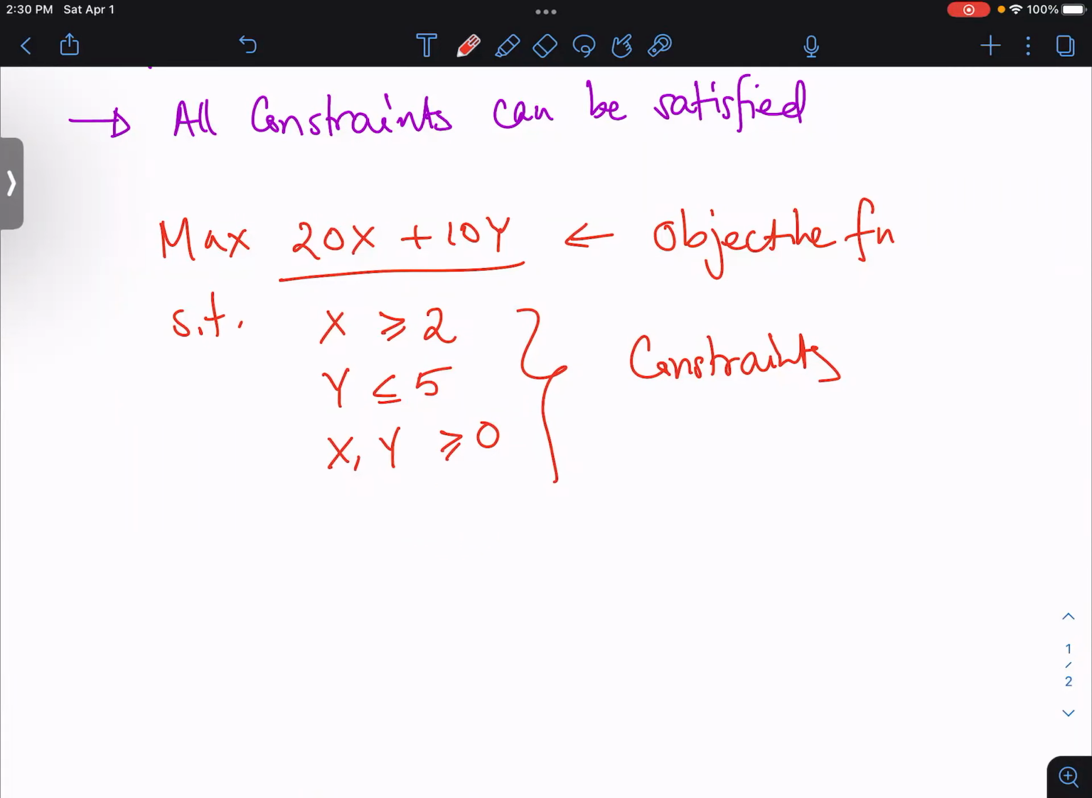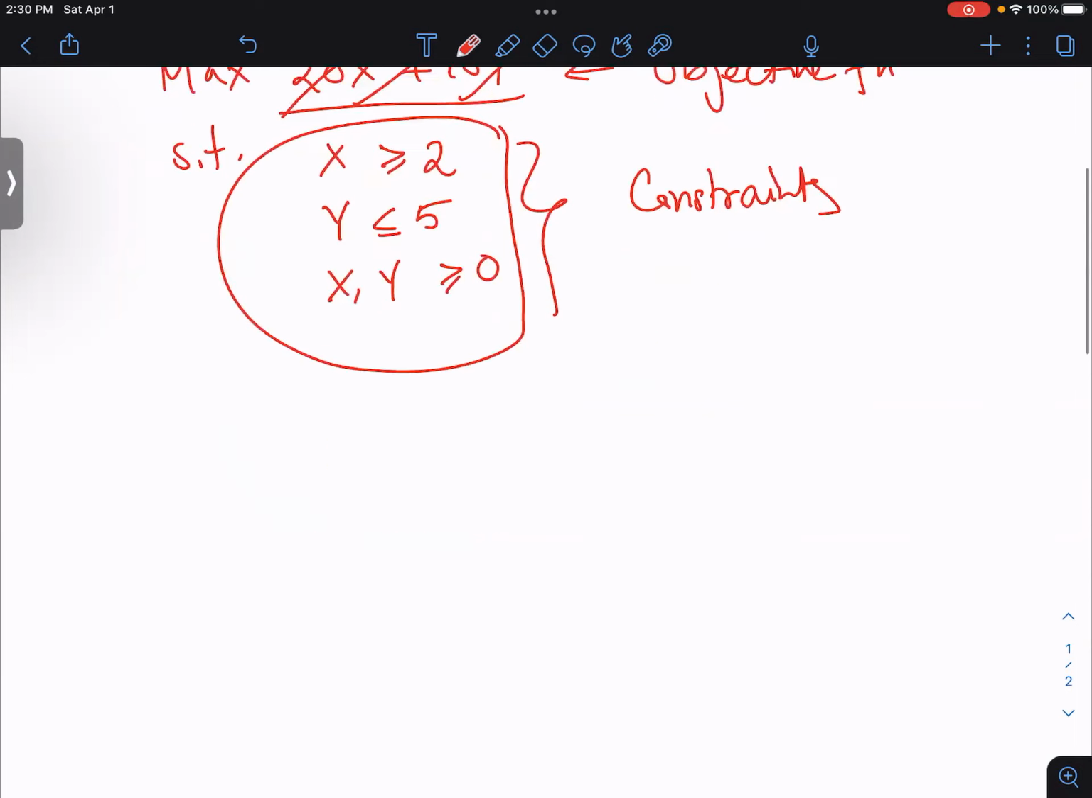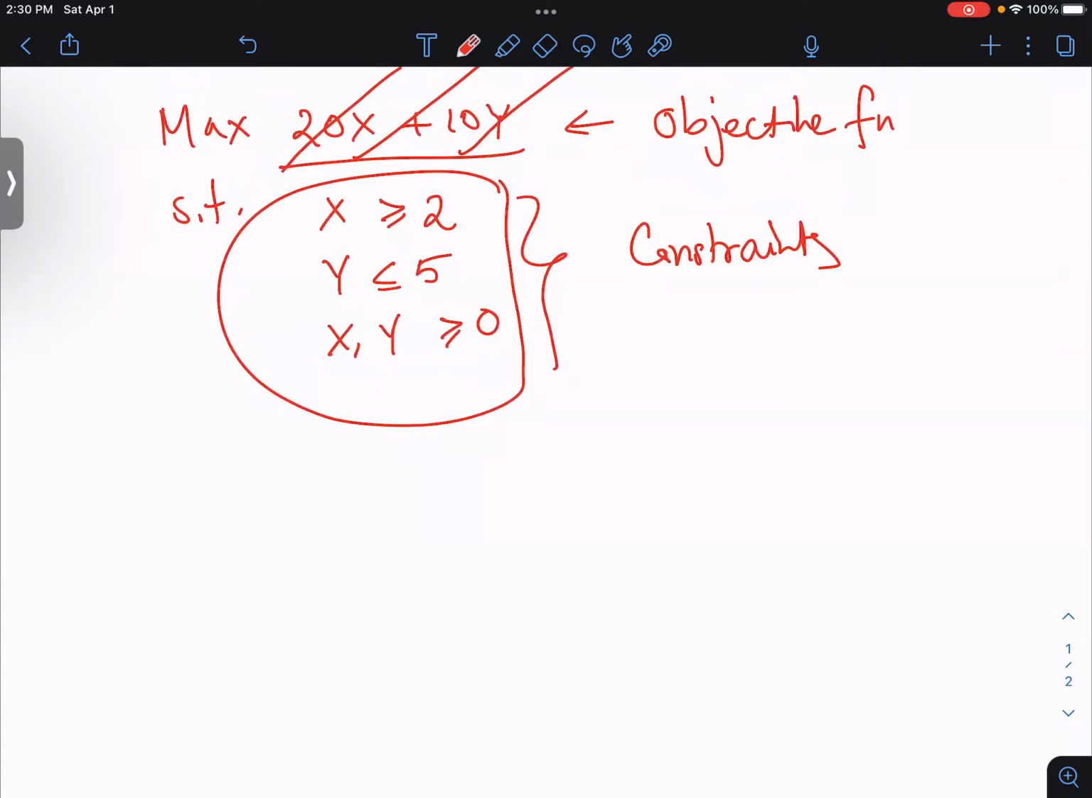To determine the feasibility of a problem, you don't need to look at the objective function. All you need to do is look at your constraints and think about whether any constraint is contradicting another. So first, let's think about x. Are there any constraints on x that are contradicting each other?